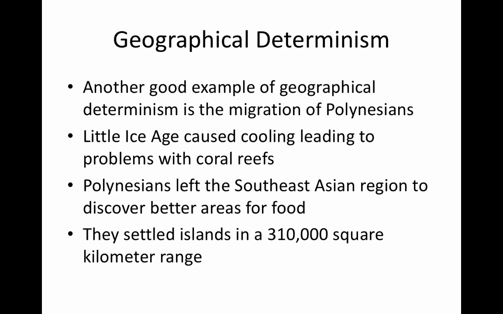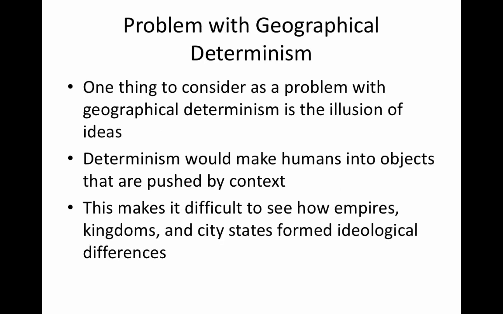And they ended up finding better food sources everywhere from the Micronesian islands in Southeast Asia all the way out to Hawaii. Now, think about that for a moment. That's 310,000 square kilometers that they were able to go out from. And that's during a time period in which they had very little technology. So you might think, oh, okay, geographical determinism makes kind of sense to me, right? I mean, the Polynesian example is a good example of that. Little Ice Age, lack of coral reefs, pushes people out to migration. I get it. Geographical determinism makes sense.